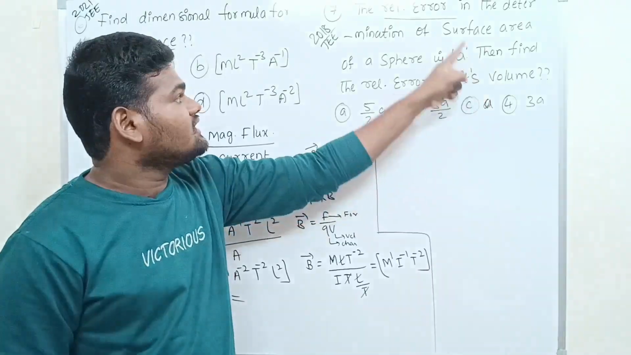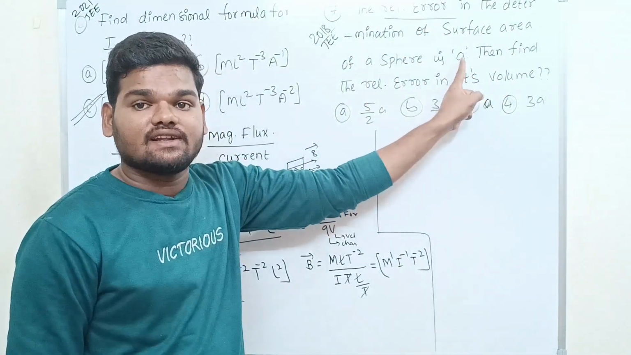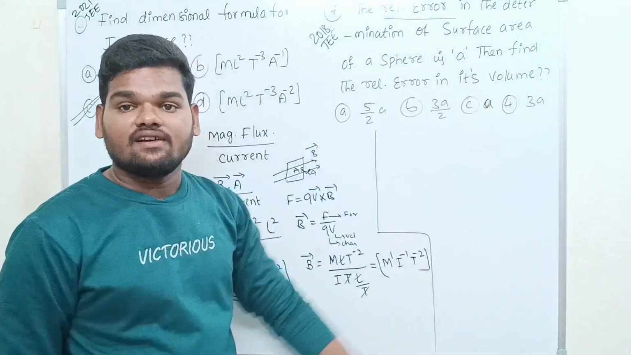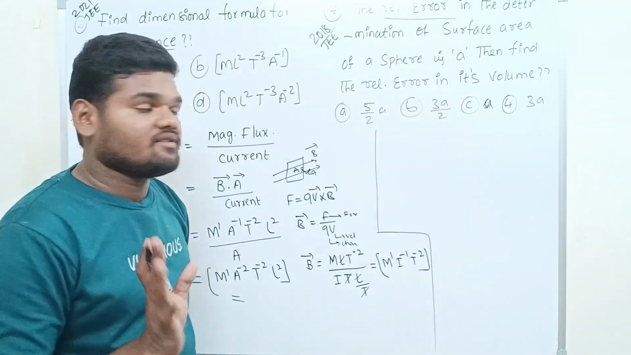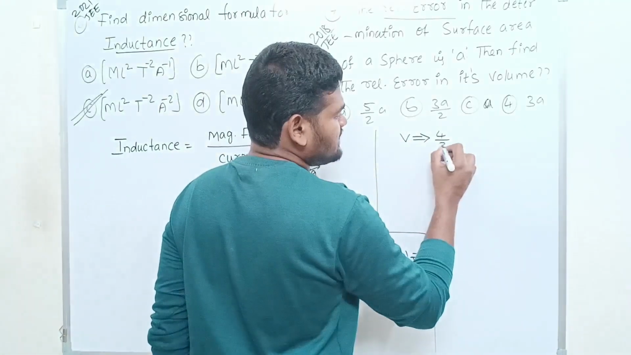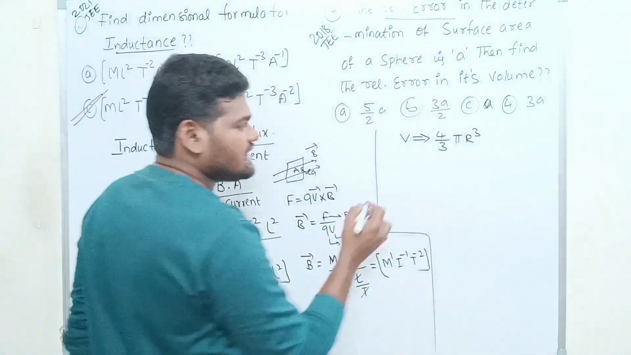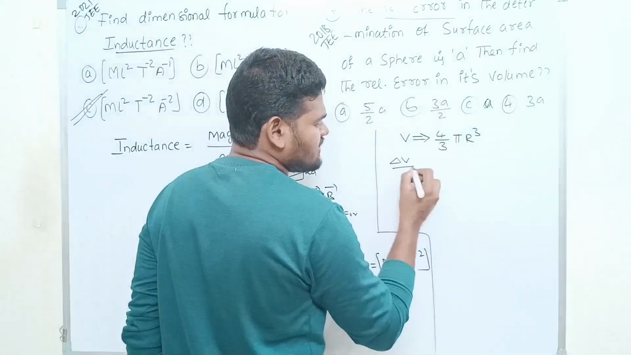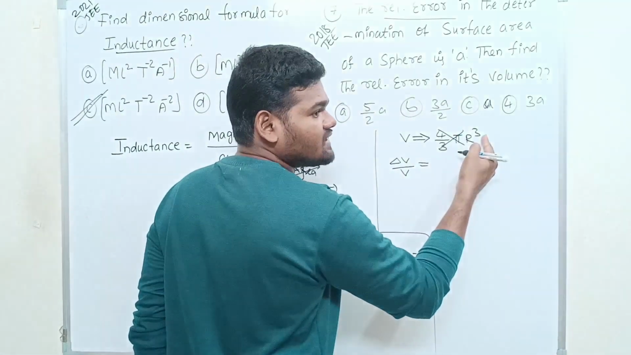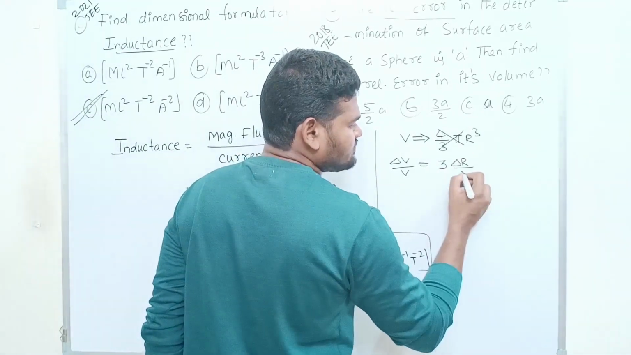Are you getting it? Now, the relative error in surface area is given as A. They are asking us to find the relative error in volume. We know how to find the relative error. The formula for the volume of a sphere is V equals 4 by 3 pi r cube. To find the relative error, delta V by V equals 4 by 3 pi, which is a constant, and R has a power 3, so 3 comes in front of R, then delta R by R.